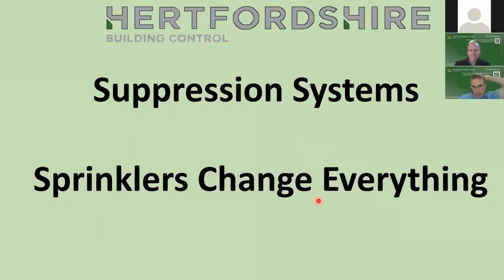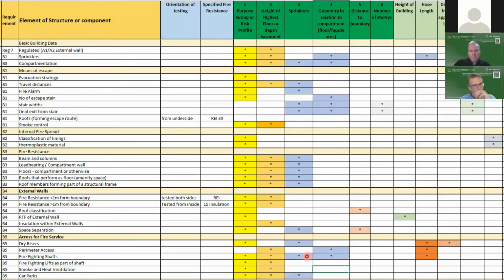Now, suppression systems in terms of fire safety, they change literally everything. This was a document we knocked together. We have a little fire safety group at HBC, and we put this together. And everything in yellow there, all of this down on the left-hand side, is all the different elements of fire safety. Evacuation strategy, travel distances, fire alarm, number of stairs, stair widths, all that kind of stuff down that side.